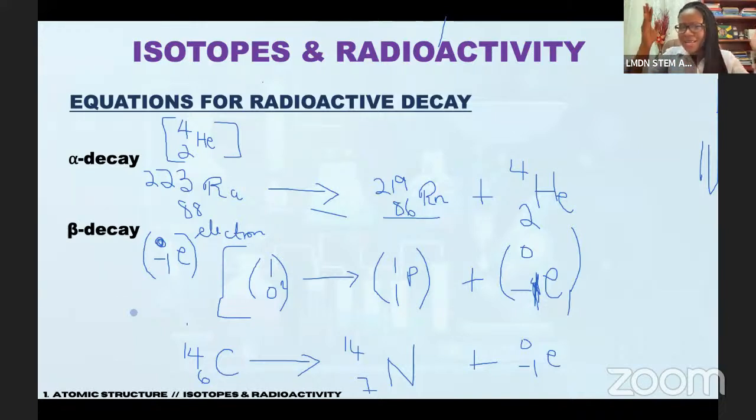So if anybody ever asks you, how would you get nitrogen from carbon? It is if that carbon undergoes a beta decay. You're going to get nitrogen, and of course that symbol there represents the release of that beta particle.